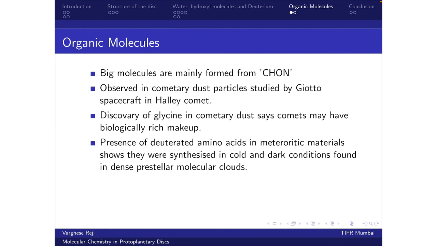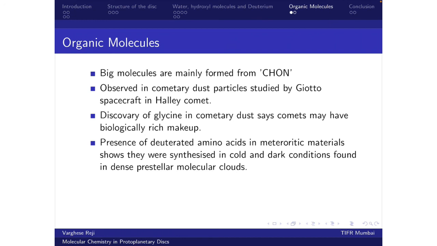Let's have a look at organic molecules now. The large molecules are mostly made up of 4 elements: carbon, hydrogen, oxygen, and nitrogen, or CHON for short. Glycine was identified after several complex organic molecules were detected in cometary dust particles analyzed by the Giotto probe in Halley comet. This suggests that the comets could have biologically diverse nature.